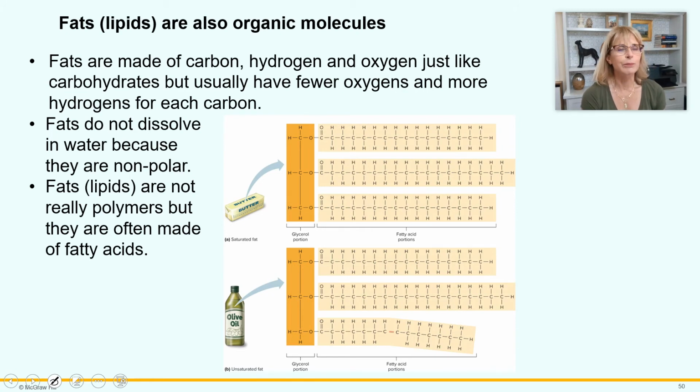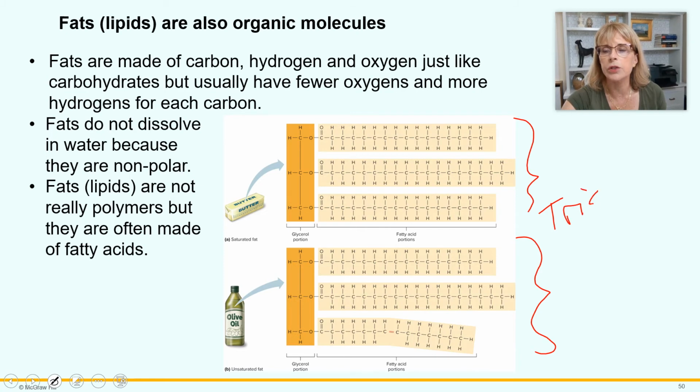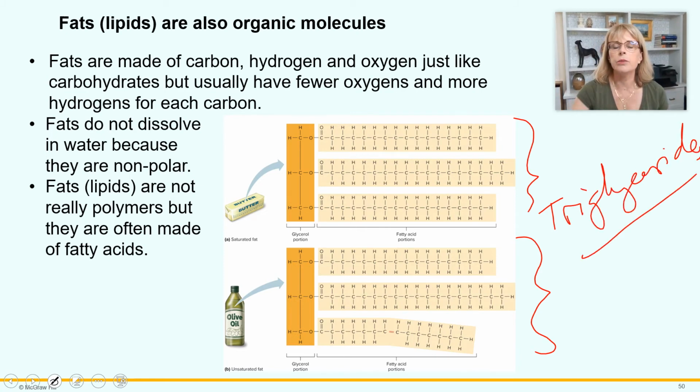Now, the second most common biomolecule, and simplest, are the fats, also called lipids. Now, lipids are not truly polymers. However, the most common lipid is the one we're showing here. These are triglycerides. Triglycerides are the most common fats, not only in our diet, but also in the human body.